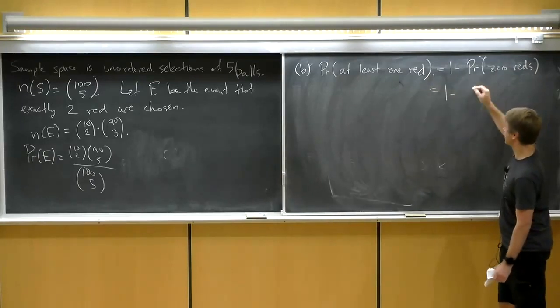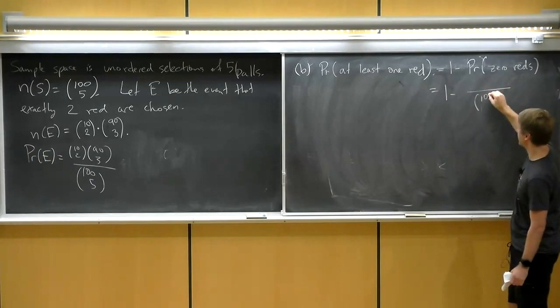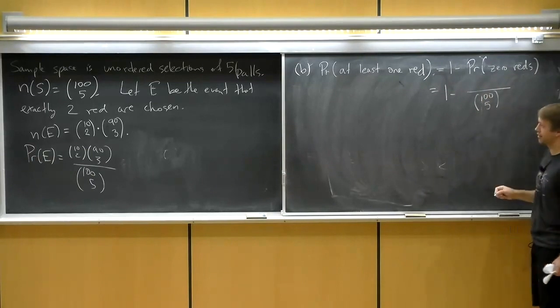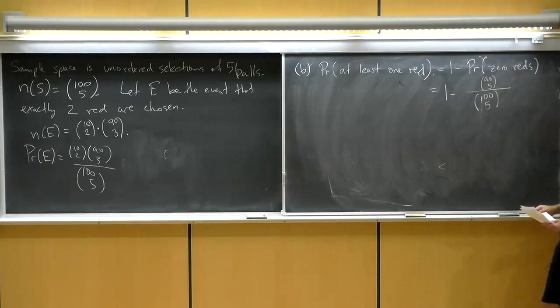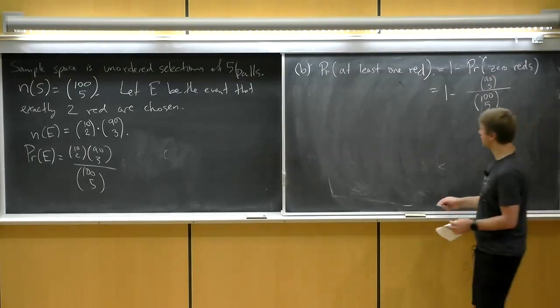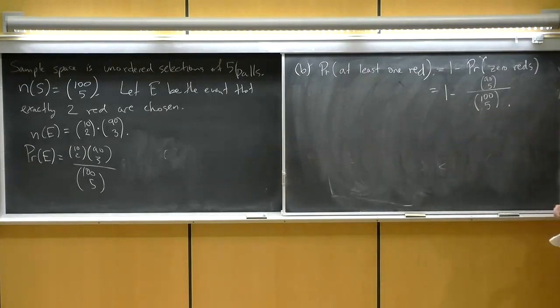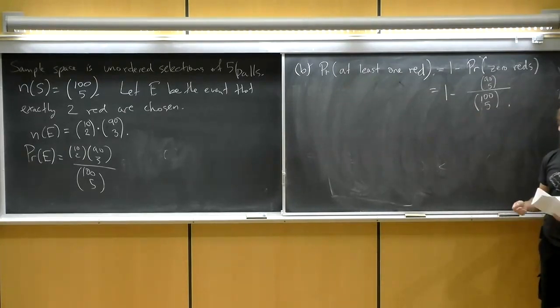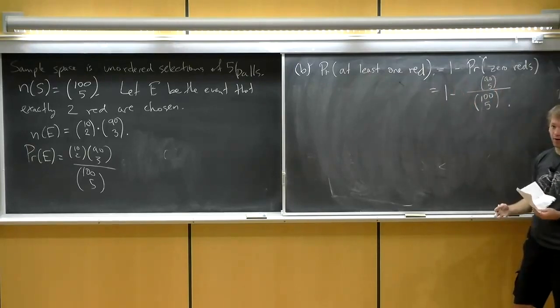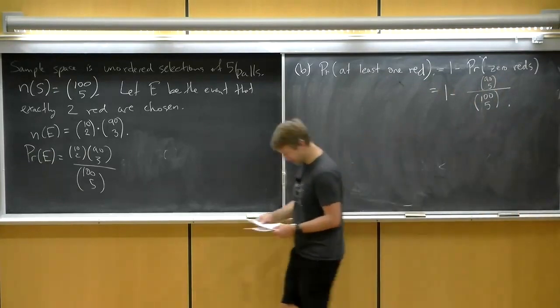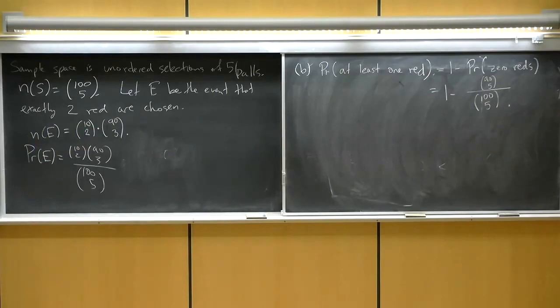Which is 1 minus, so the probability of getting 0 reds is, again, you got 100 choose 5 on the denominator, and your numerator is just going to be 90 choose 5, right? Because you're picking everything from the blacks. So this shows you how this rule of complements can be useful. If it's easier to count the complement, then you should count the complement. Any questions about that?